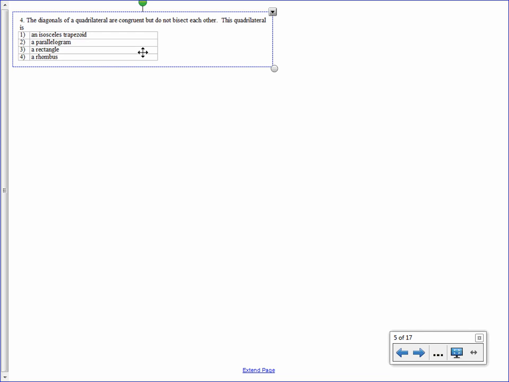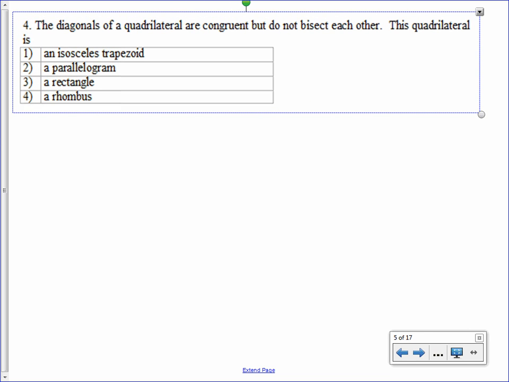The diagonals of a quadrilateral are congruent but do not bisect each other. That was the one thing you were supposed to memorize. The whole parallelogram family bisects each other. If it does not bisect each other, it can't be a type of parallelogram, which must make it a trapezoid.